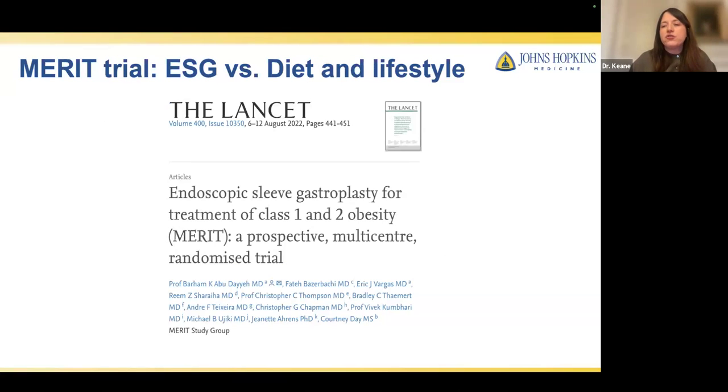Now, of course, this is just one patient. What about everyone else? Well, there was a clinical trial that was published in 2022 in The Lancet. You know, ESG has been around for a number of years. It's been around for about 11 years now. But this trial really was the first time that we got randomized data to assess it fully. And it compared the ESG to intensive diet and lifestyle changes.